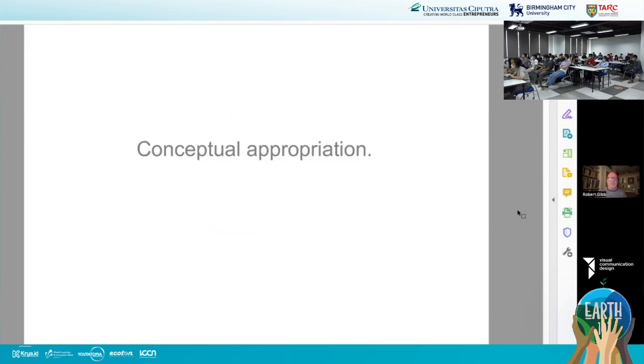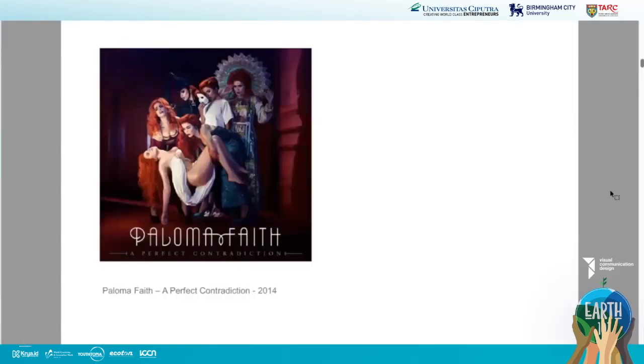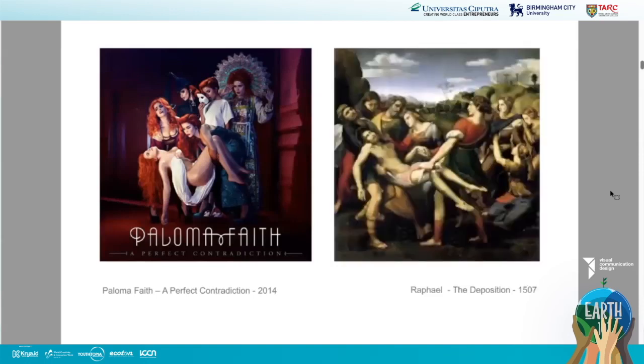So what is conceptual appropriation? It's a question. Conceptual appropriation is where you'll take the idea and in some way reshape, reform, reapply it to something else. This is an example of an album cover by a woman called Paloma Faith, where it's quite controversial and it's designed possibly to be controversial, but the source of the material is this. This is called the Deposition of Christ in Christian culture, where Christ comes down from the cross. For Paloma Faith's album, the designers have decided to use a similar piece.